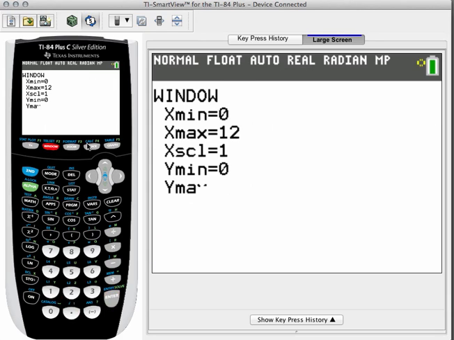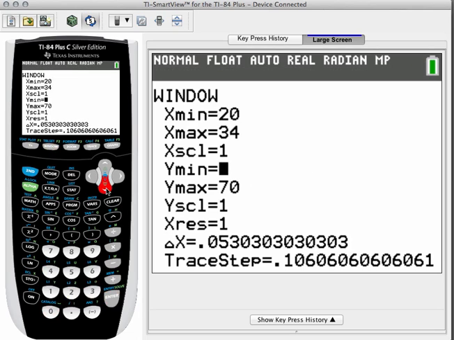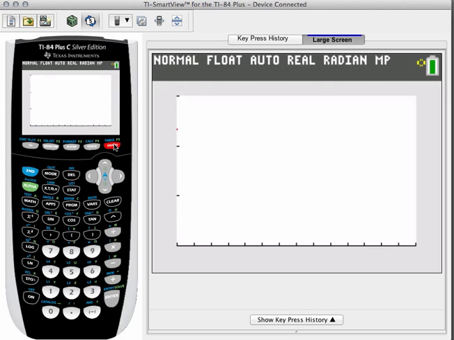So let's go under the window. Remember, we were talking in between years 20 and 34, so why don't we just go ahead and set up our x's as that. Y min I'll keep as 0. Now remember, I'm trying to see where that derivative intersects with 1.148, so I really don't have to go up too high for my maximum. So let's just maybe go to 3 and go ahead and hit graph.